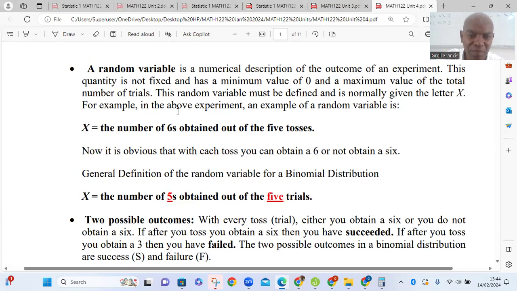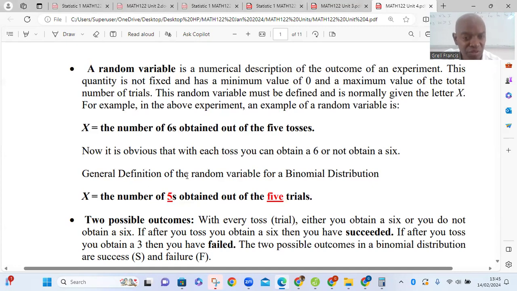For example, in the above experiment, an example of a random variable is X equal to the number of 6s obtained out of the 5 tosses. So that would be a discrete random variable, the number of 6s obtained. Now it is obvious that with each toss, you can obtain a 6 or not obtain a 6. So you can succeed in obtaining a 6 or you can fail in obtaining a 6.